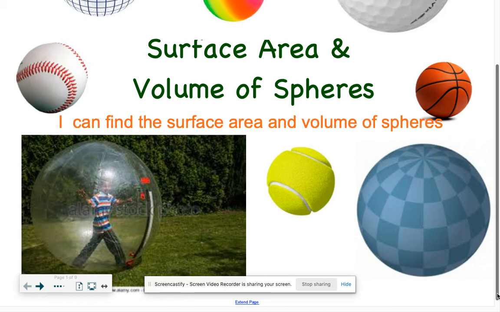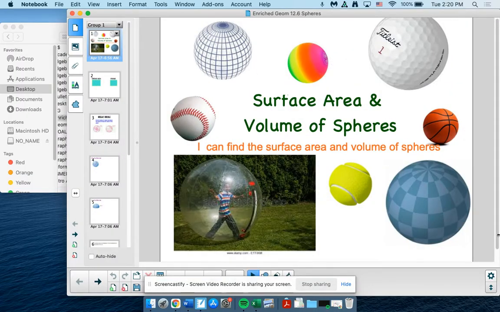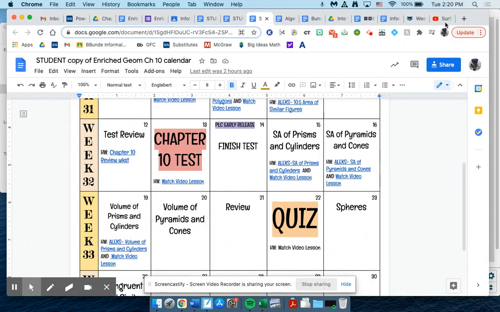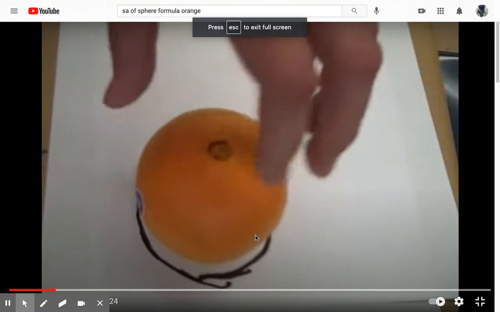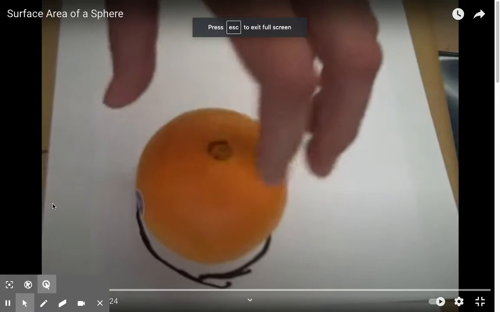But we're going to watch a little clip here to help us figure out the formula for surface area of a sphere. Okay, so normally we would do this in class and I'd bring in oranges for everybody, but again, COVID is ruining everything. So we have to pivot a bit and we're going to watch it.